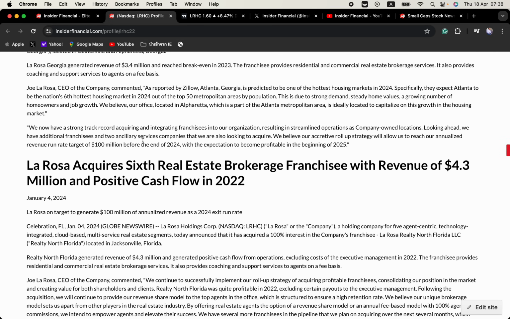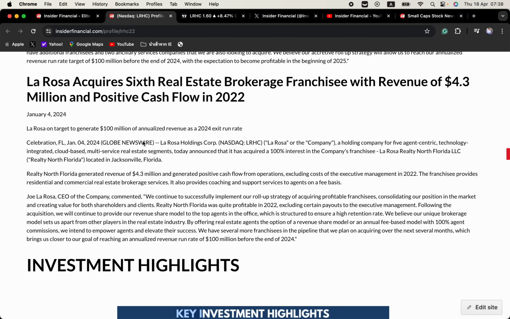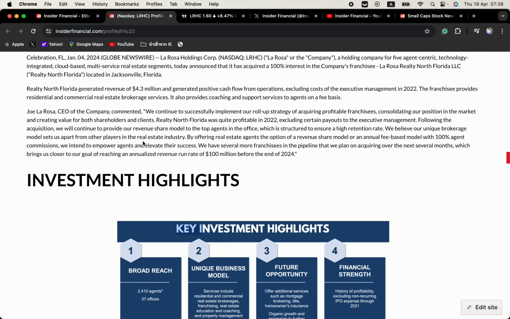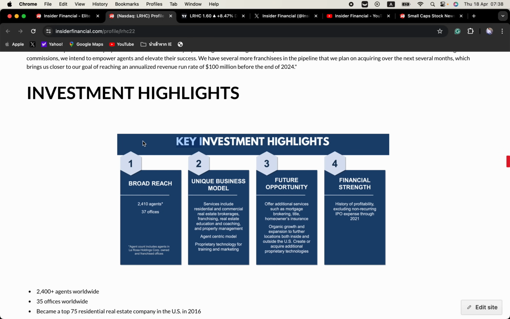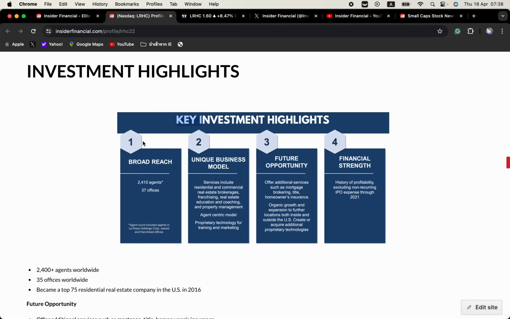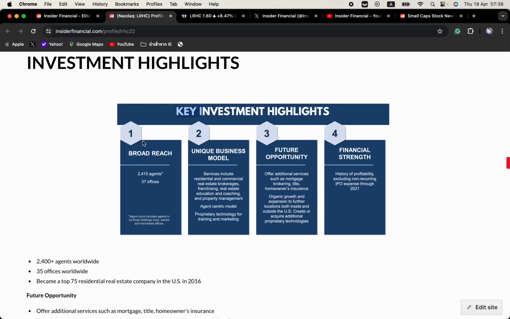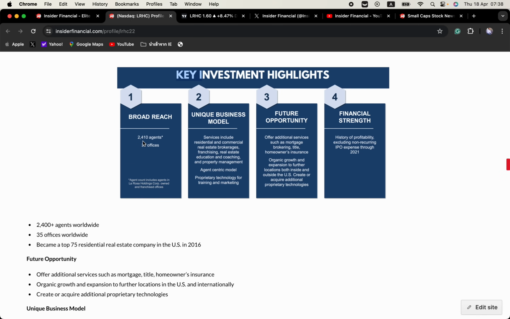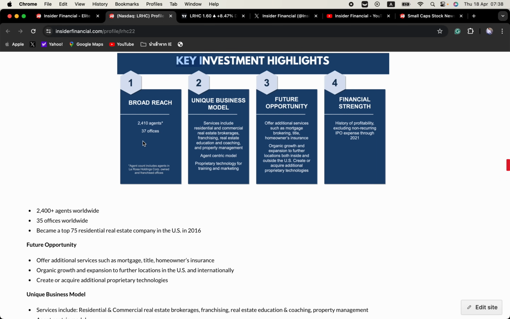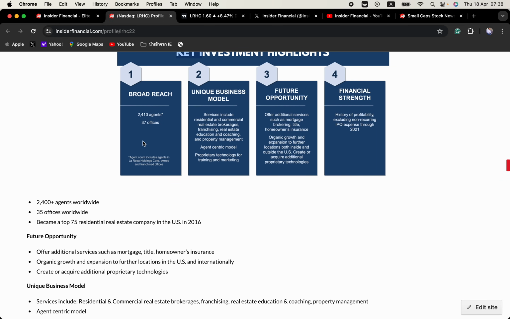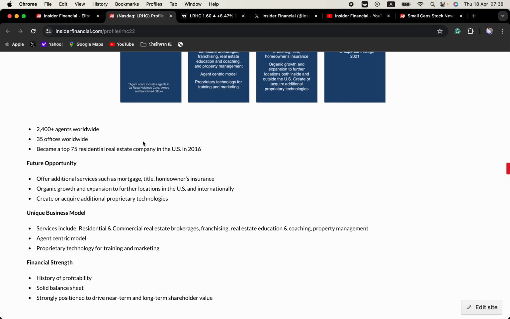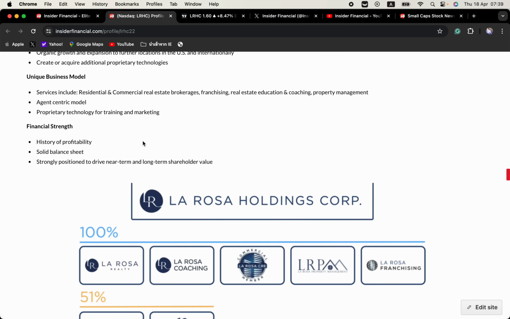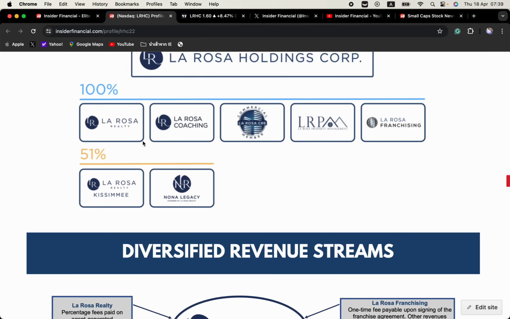Wednesday, the company issued its earnings report that showed total revenue increased 91% year over year to $11.4 million for the quarter ending December 23rd. Gross profit increased 207% year over year for the fourth quarter. LRHC expects to generate $100 million of annualized revenue as a 2024 exit run rate.